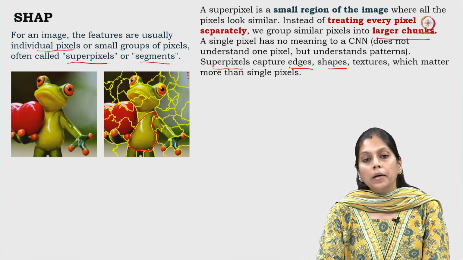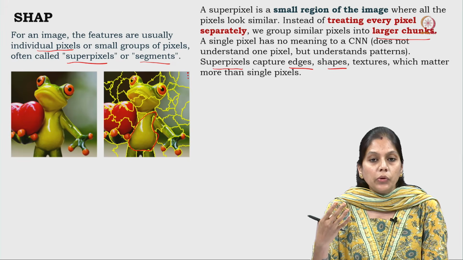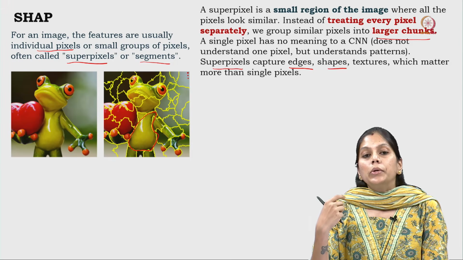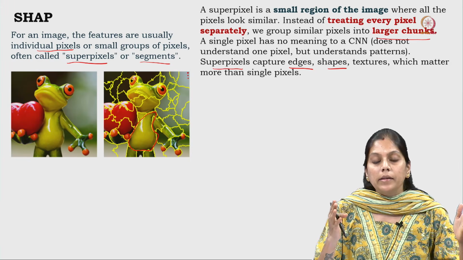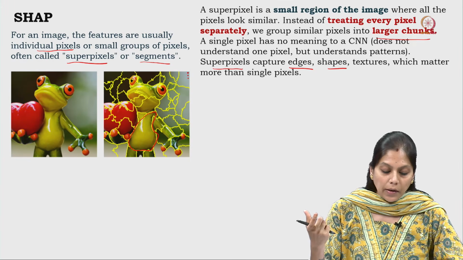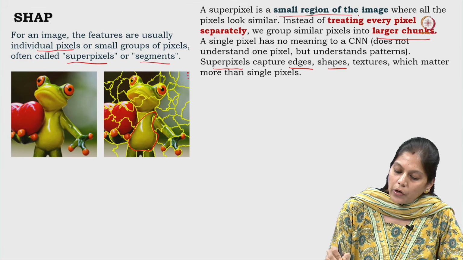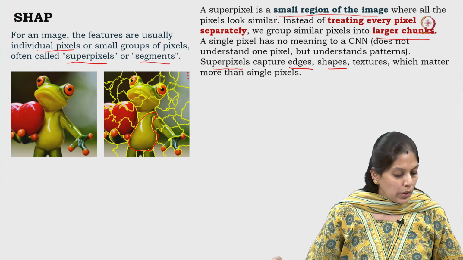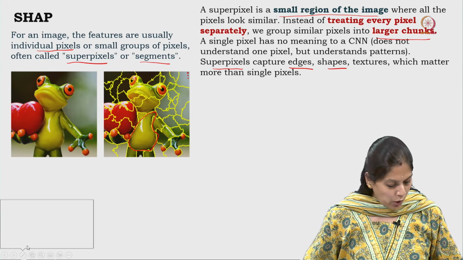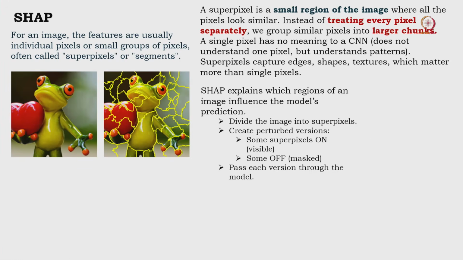So, what is the aim here? The aim of SHAP is to understand which features contribute to a model prediction. Rather than taking an individual pixel, we group pixels together into a smaller region, which we call a superpixel. A superpixel is a small region of an image where all the pixels within that region look similar. So, SHAP explains which region of an image influences the model prediction.